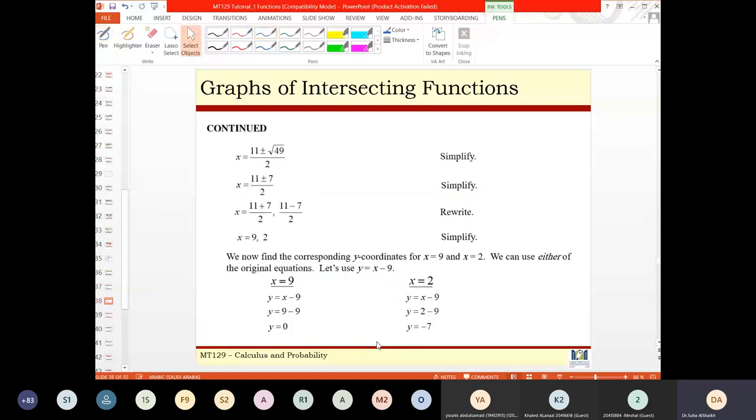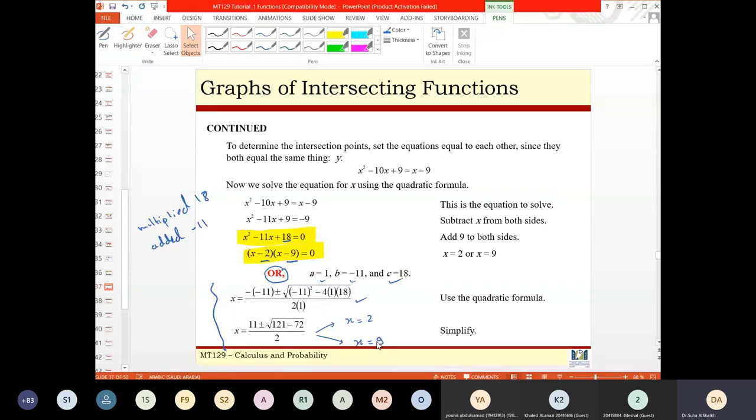Okay, got that? I have 2 ways to solve it. Either I factorize: x minus 2 times x minus 9 equal to 0, which means x equal to 2 once and x equal to 9 another time. Or I use the rule, and again I will get 2 and 9. I'm not done yet because I want a point. They said a point of intersection. For a point of intersection I'm talking about x and I'm talking about y. The x's are once 2 and once 9.